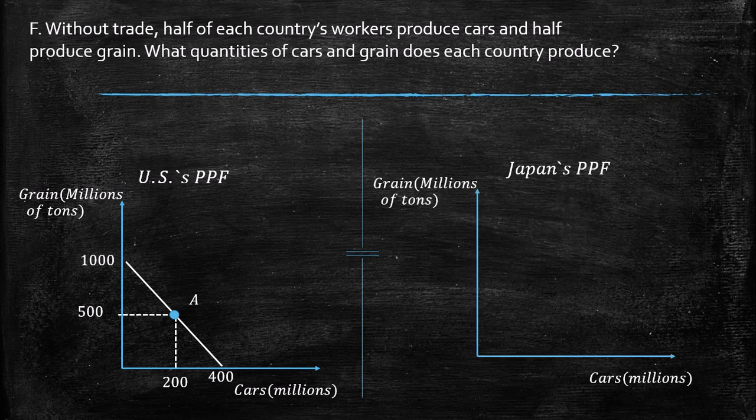For the other case, we have the same setup: cars in millions on the x-axis and grain in millions of tons on the y-axis. If we devote half the workers to producing cars and half to producing grain, we have the values 200 and 250 for point B. So this is the case.